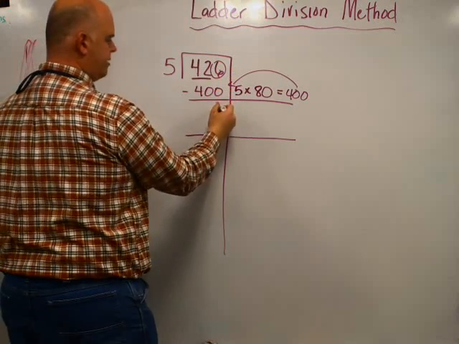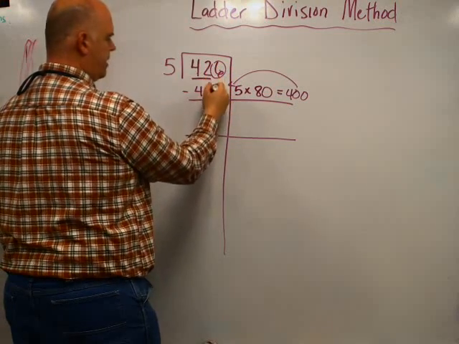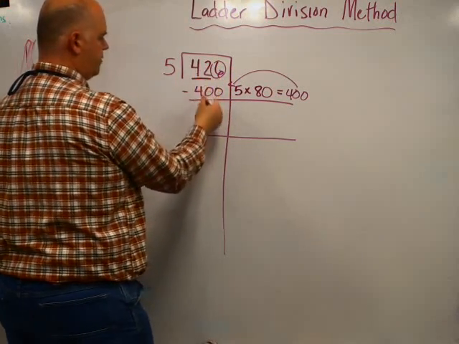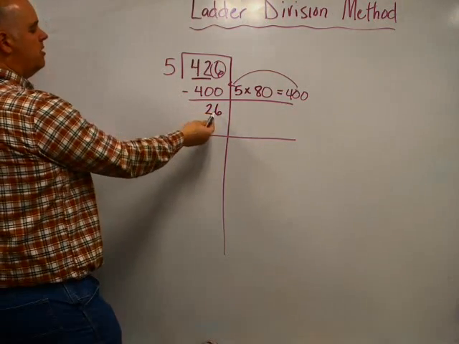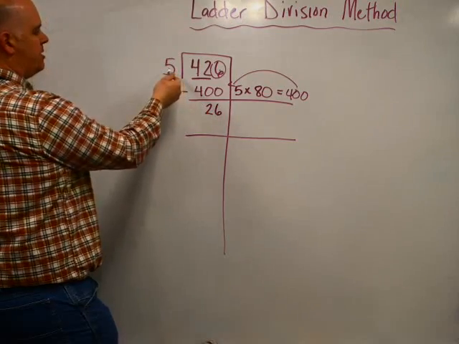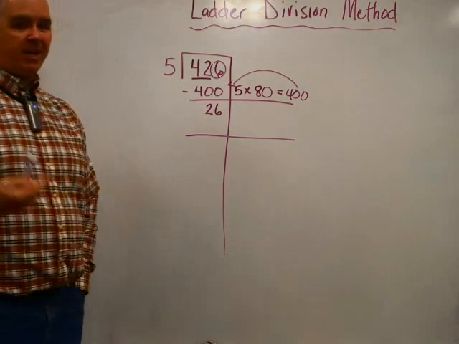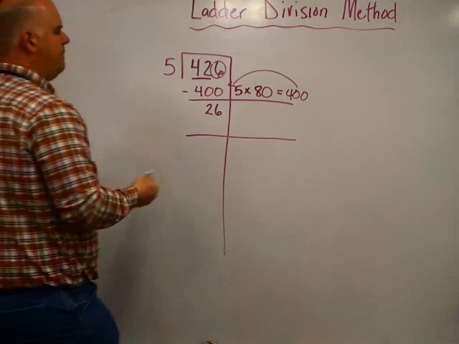So I have 6 minus 0 is 6. Then I have 2 minus 0 is 2. And 4 minus 4 is 0, so I'm not going to put anything there. Okay, now I have 26 leftovers. So 26 can still be shared with 5 groups, and everybody gets at least one. So I'm not done yet.